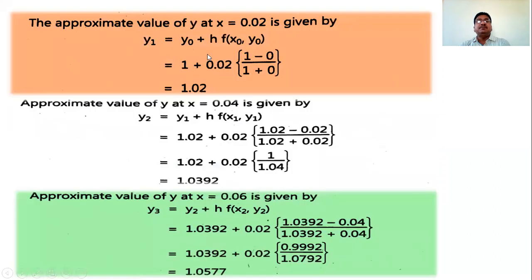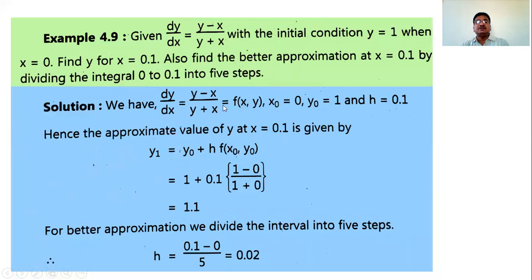So here is the first step. Now the approximate value of y at 0.02 is given by y1 equal to y naught plus h f of x naught y naught. What is y naught? y naught is 1 and h is now 0.02, and f of x naught y naught means the value of the function f of x y, which is y minus x divided by y plus x, where y naught is 1 and x naught is 0.